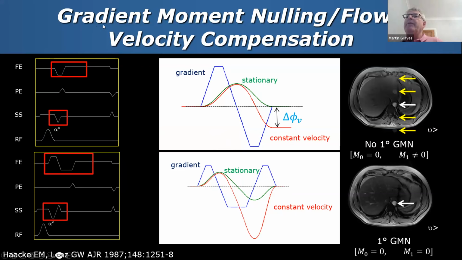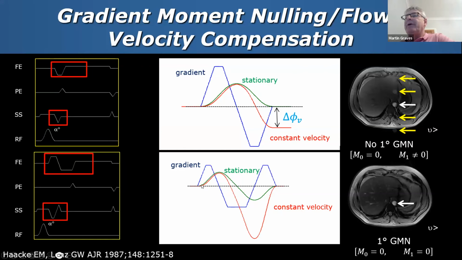Now, if we apply something called gradient moment nulling, or flow compensation, or velocity compensation, depending on what it's called on your particular MRI scanner, additional gradients are played out so that we actually have essentially 3 lobes. This lobe here is the opposite of the lobe we have here. So if you imagine those 2 lobes followed by equal but opposite 2 lobes afterwards, this area and this area added together equals the area, or the negative area.